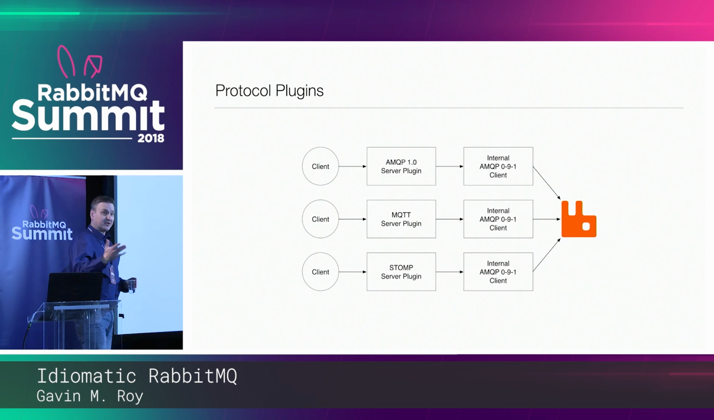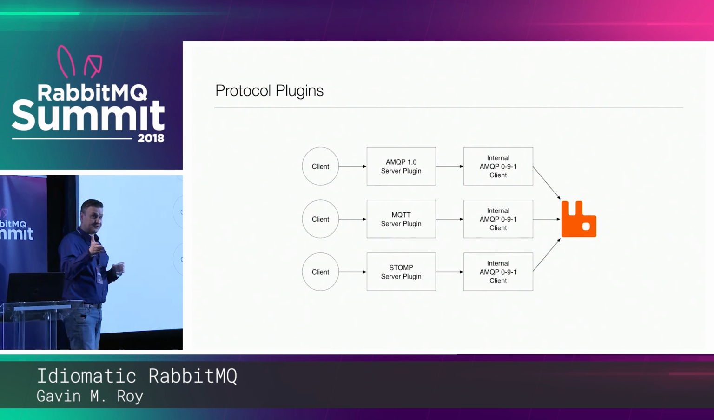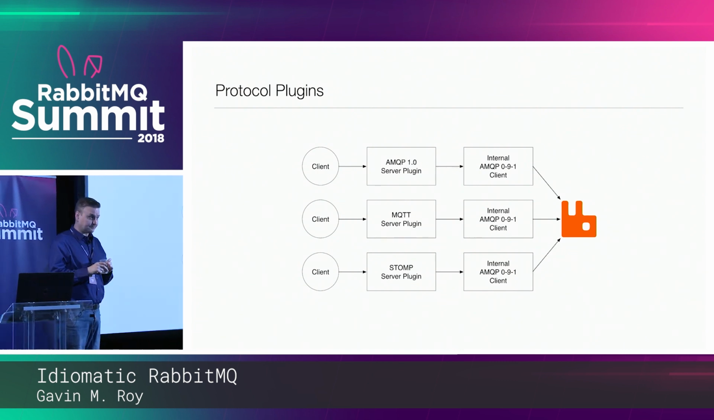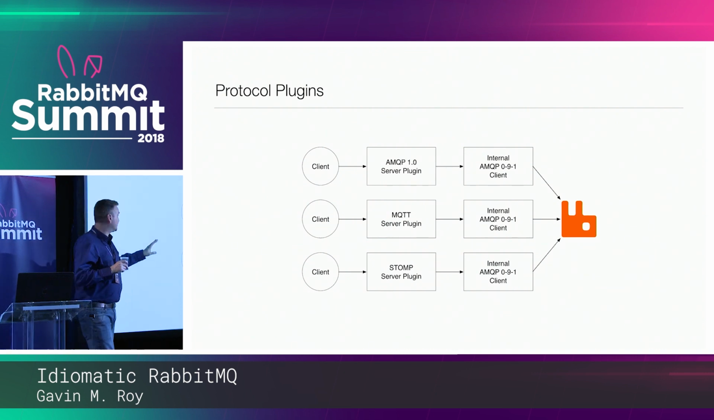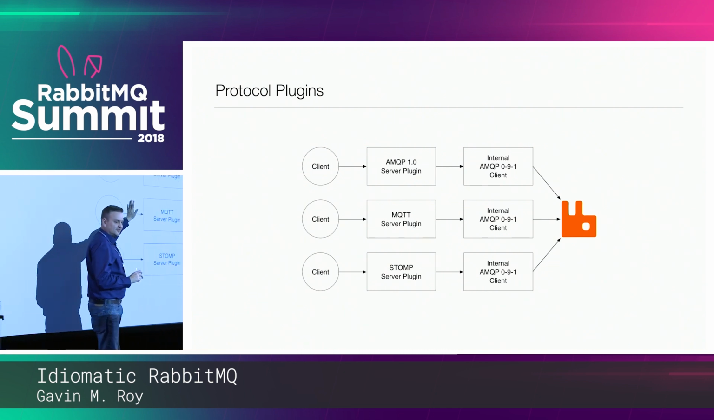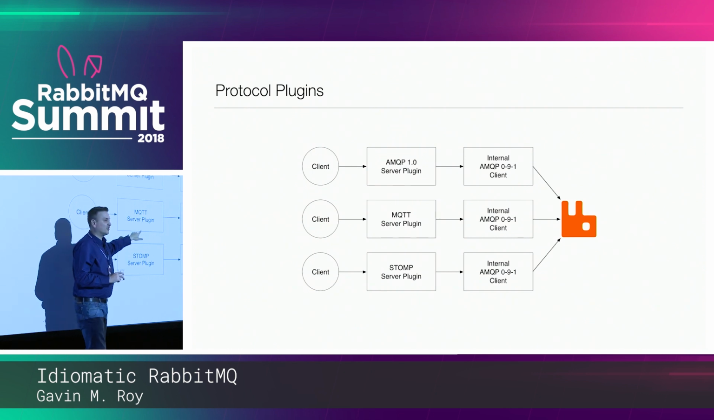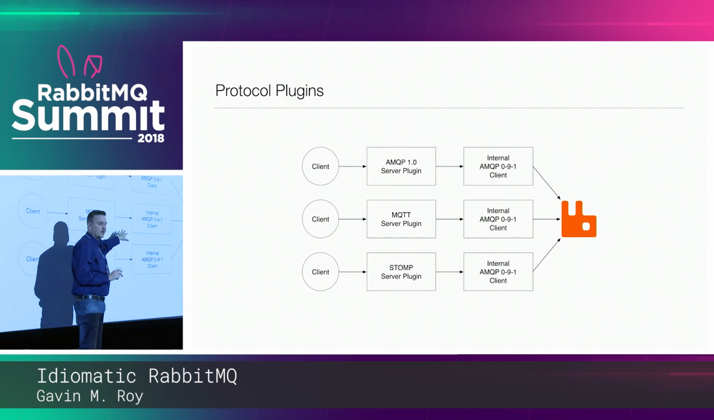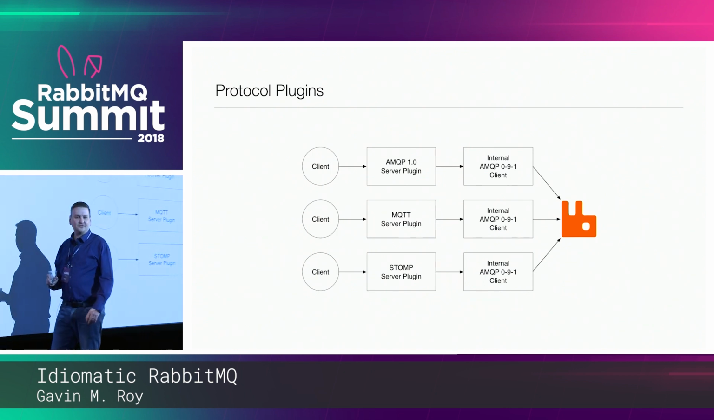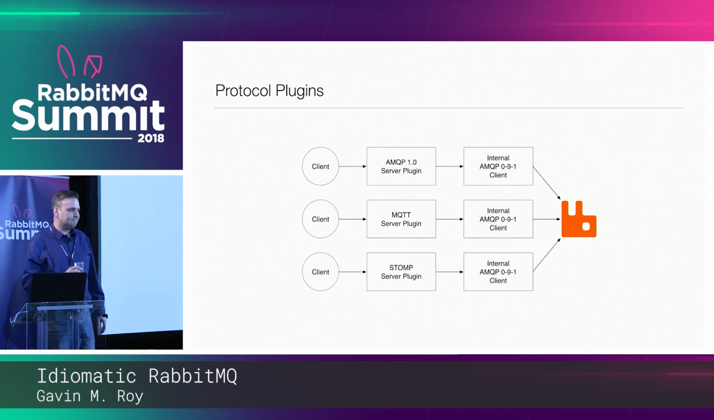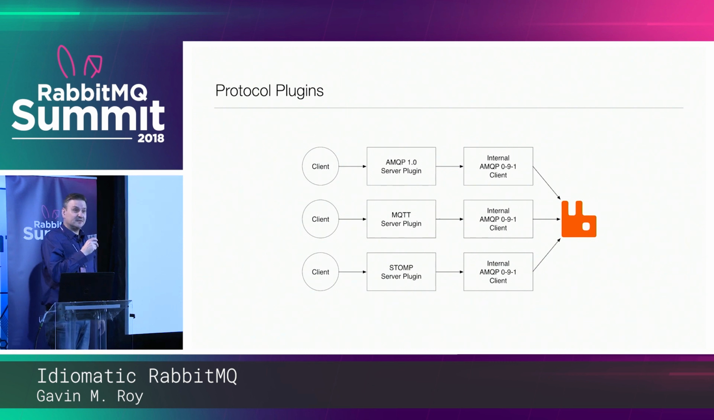Protocol plugins. This might be surprising to some of you. How many of you use protocols other than AMQP with Rabbit? MQTT, AMQP 1.0. Underneath the covers, the plugins are just translators that are taking whatever protocol you're talking, whether you're publishing methods or publishing messages or consuming messages, and they're turning it into AMQP 0-9-1 with an internal client and talking to it. Surprise anybody? No?